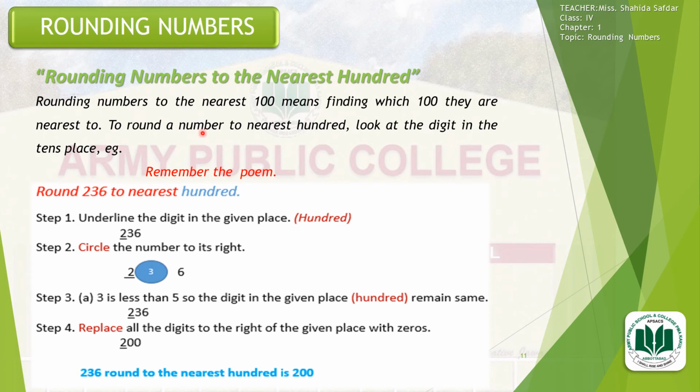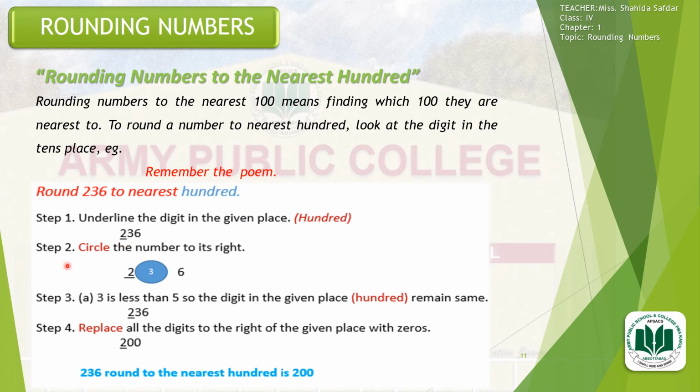Students, for rounding a number to nearest 100, we always have to look at the digit in the tens place. For example, round 236 to nearest 100. Now what will we do according to the poem? The poem says that first of all, underline the digit in the given place. Now, which will be the place? Here, that will be the 100 place. So, we will underline the digit 2 here.